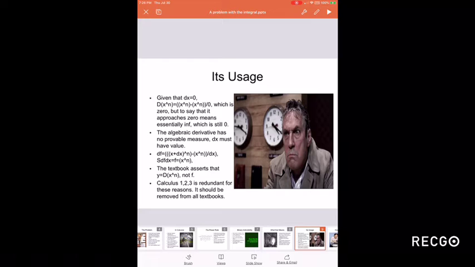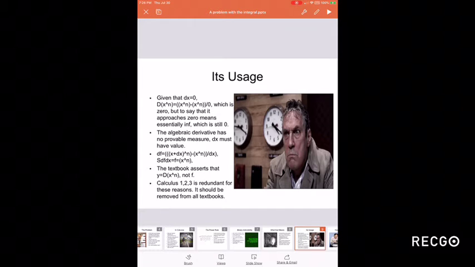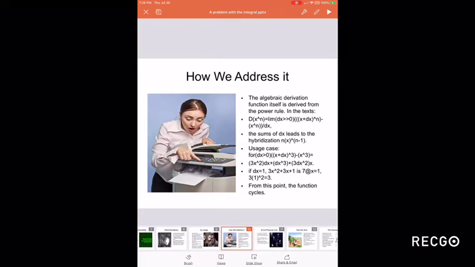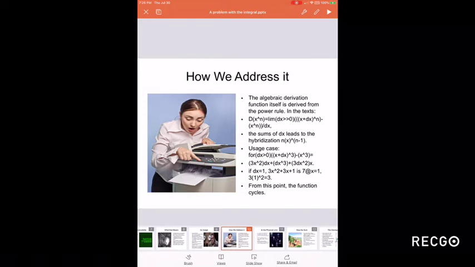The textbook asserts that y equals dx to the n, not f. Calculus 1, 2, and 3 is redundant for these reasons and should be removed from the textbooks. The algebraic derivative function itself is derived from the power rule. In the text, d of x raised to n equals the limit as dx approaches 0 of its approximation. The sum of dx leads to the hybridization n times x raised to n minus 1.